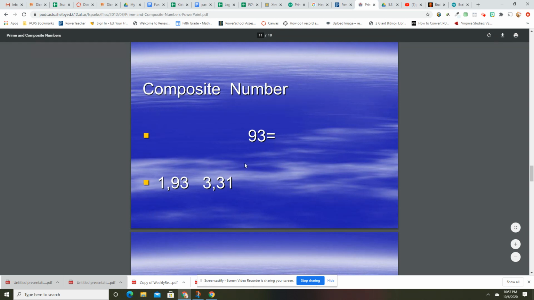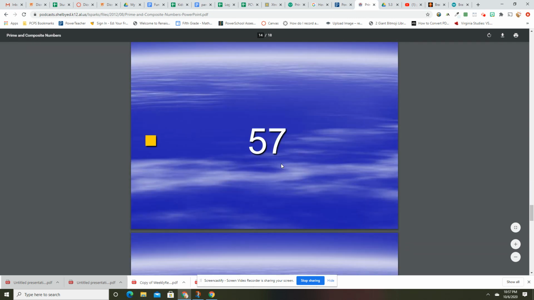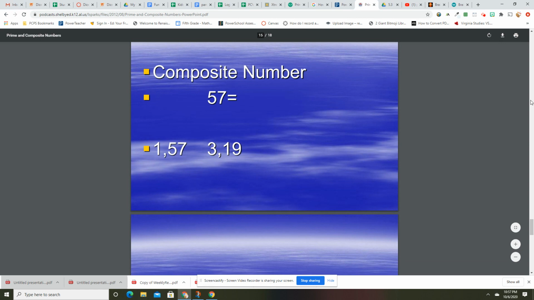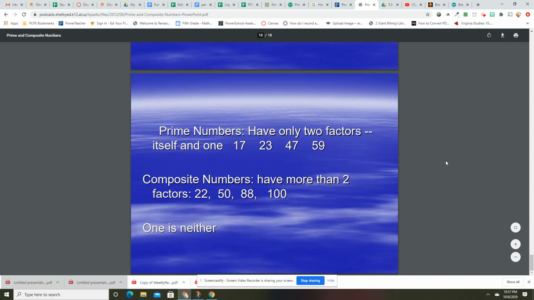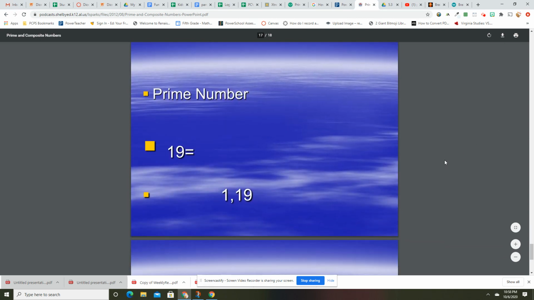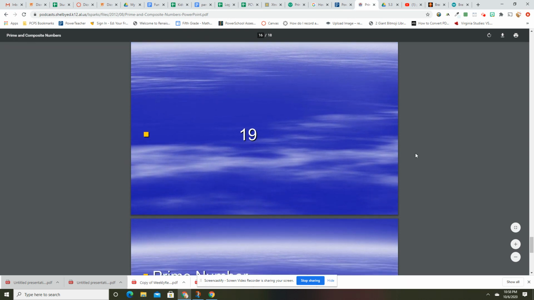Okay, so 93, even though it's odd, it's a composite number. These are the factors of 93. You multiply 3 times 31, you get 93. Okay, I'm going to speed up. All right. 19 is a prime number.